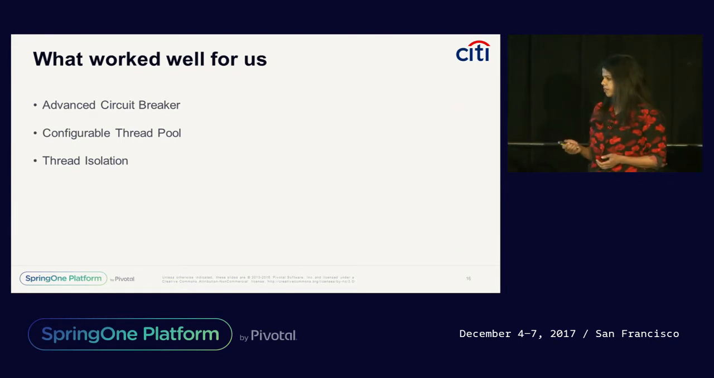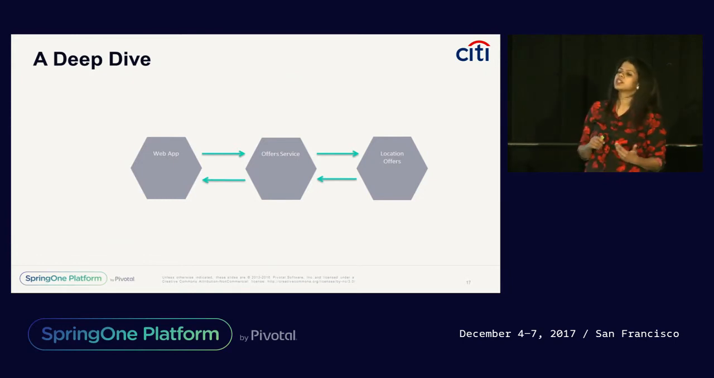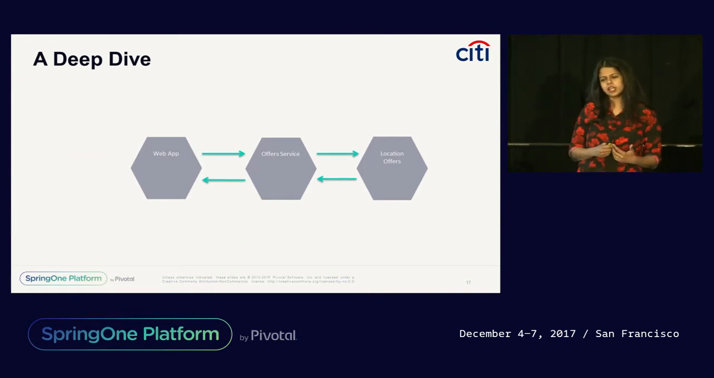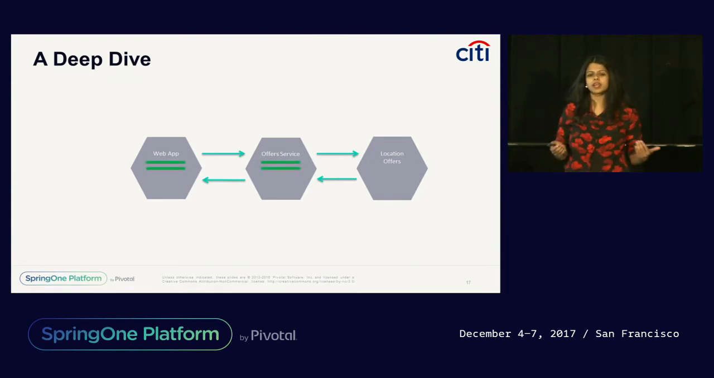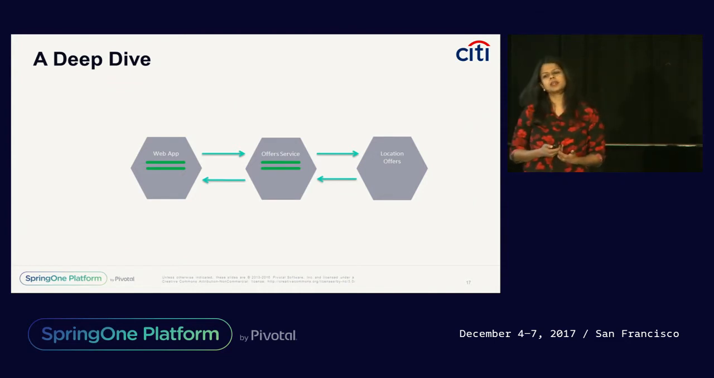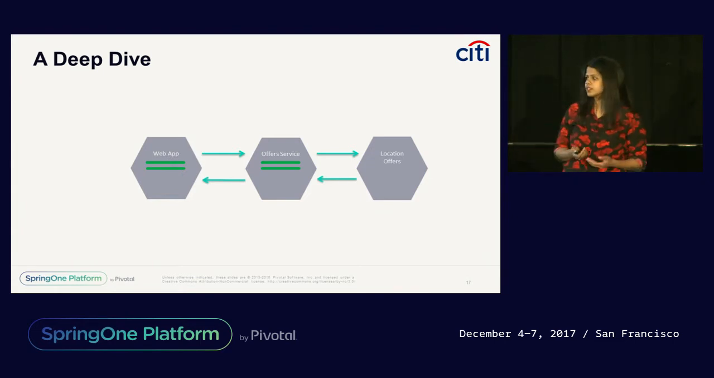But first, a deep dive into our use case. We have a web application that serves offers, 3 different types of offers. It makes a call to the offer service, which in turn makes a call to 3 different services: the merchant offer service, location offer service, and the product offer service. What exactly causes an application that's running smoothly and running fine to go down and bring the entire application down when one system is failing? Even a small failure in a perhaps insignificant service has the potential to bring the entire system down.